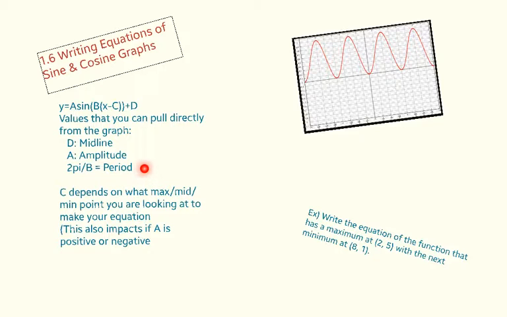And the b value you get by using this formula of 2 pi over b is equivalent to the period, cross-multiplying to solve for your b value. The c, however, is a little bit trickier. It's going to depend on what point on the curve you're looking at.